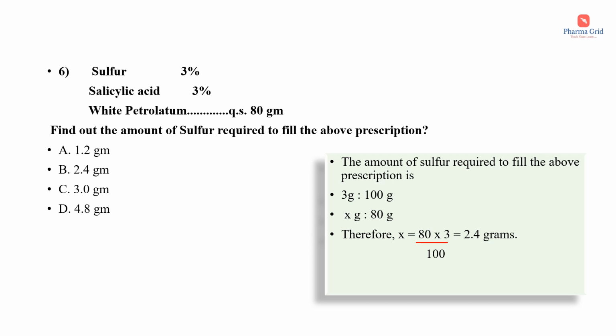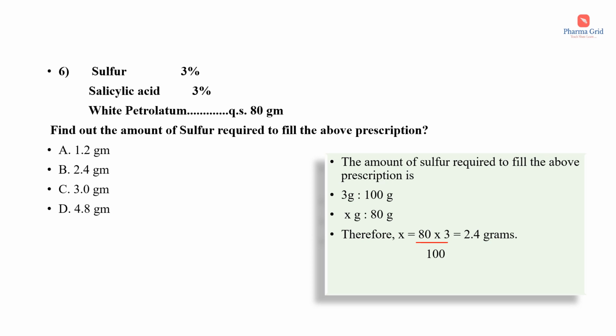Let's start with question number 6. In this question they have given a prescription: sulfur 3%, salicylic acid 3%, white petrolatum, quantity sufficient to prepare 80 gram. Find out the amount of sulfur required to fill the above prescription. So in this question we need to find out the amount of sulfur.